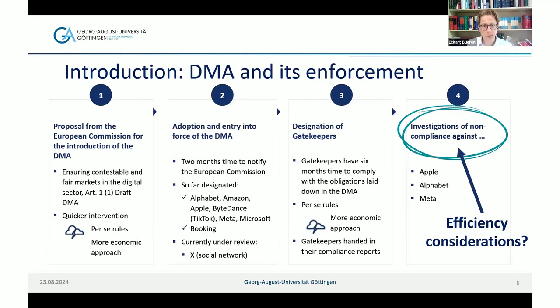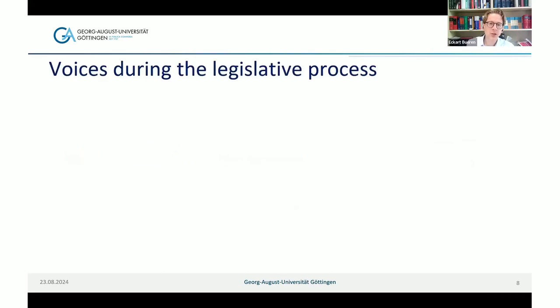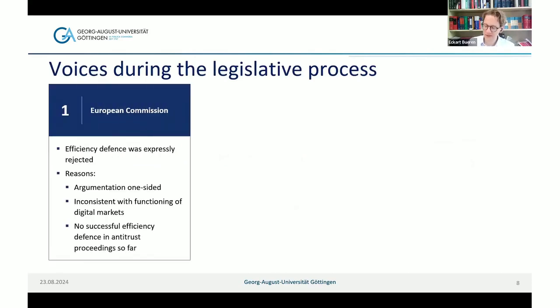The first way to approach this question is to look at what the legislator intended to do with the DMA, so to look at the voices during the legislative process. How was the DMA discussed? And the Commission, when it proposed the DMA, explicitly rejected an efficiency defense. So the legislative history of the DMA is actually in 2 steps.